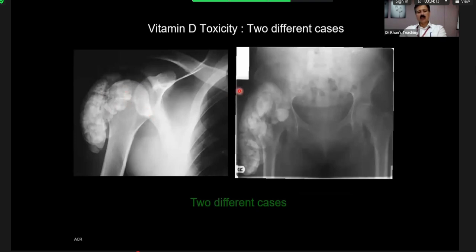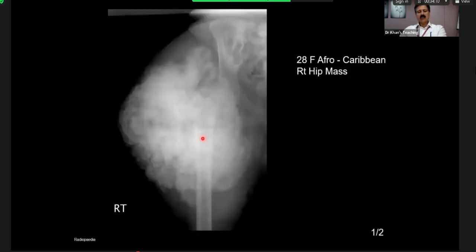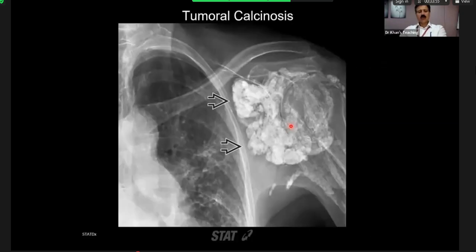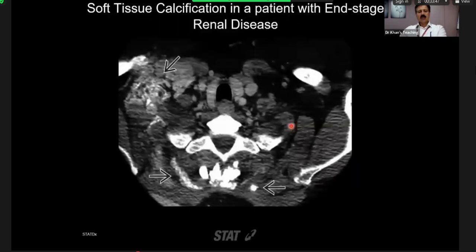This is again vitamin D. This is tumoral calcinosis, and this patient is an Afro-Caribbean 28-year-old with a right hip mass. So these three you have to remember. Another one from literature, usually around the large joints. And this is a CT scan with a lot of calcification, incidental in a renal osteodystrophy or secondary hyperparathyroidism case.